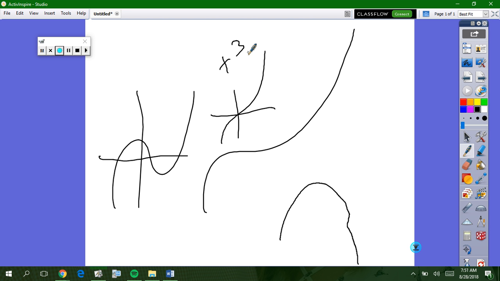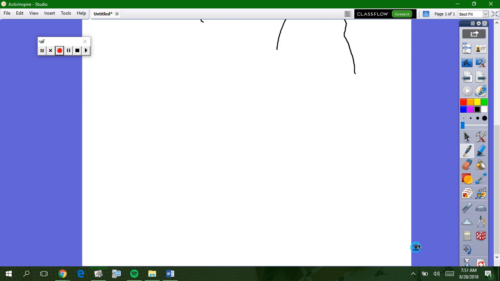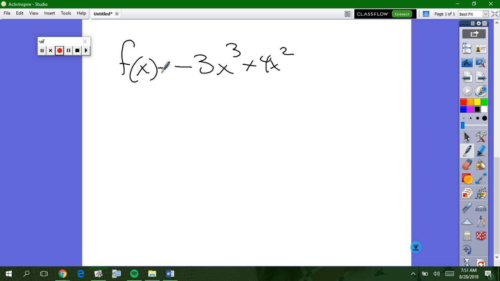Okay, end behavior. What is the end behavior of, if I wrote negative 3x cubed plus 4x squared? So what I first do is look at the degree. The degree is 3. So this is an odd degree, correct? So therefore, we have the end behavior so far right now, just as the x cubed would look like this, correct? Starting as x goes to negative infinity, I should be going down. As x goes to infinity, I should be going up.